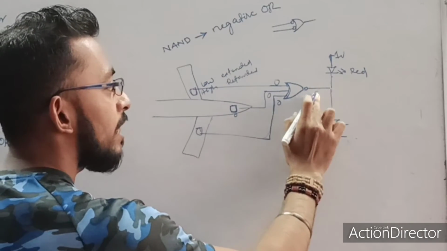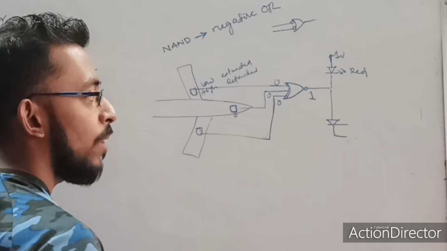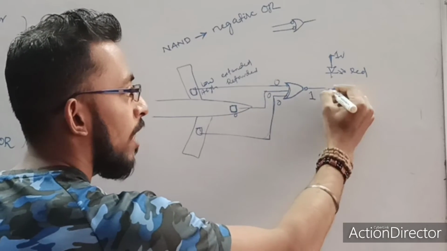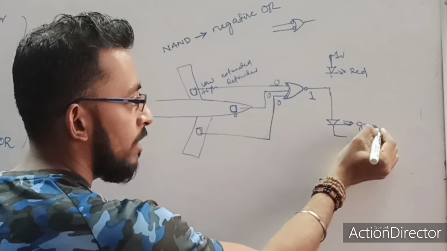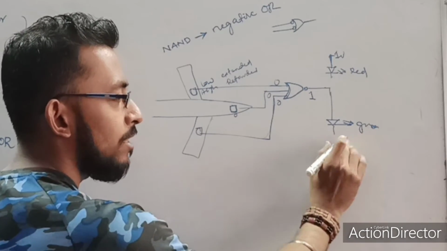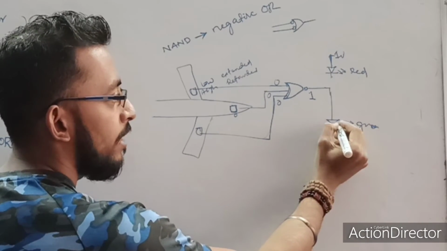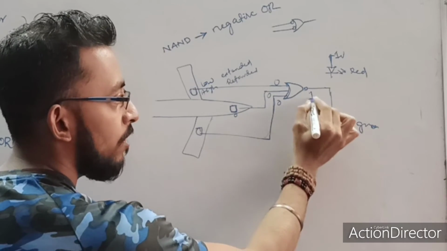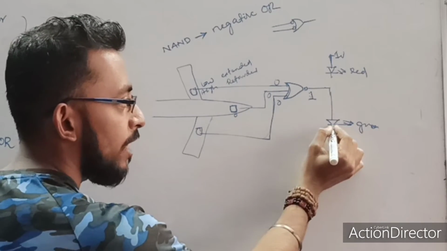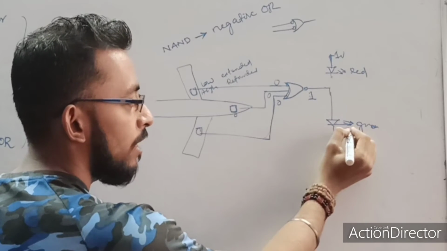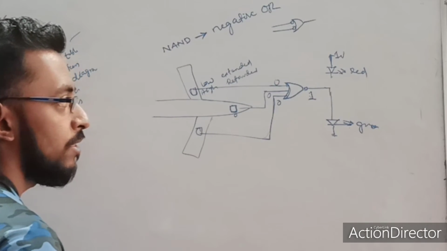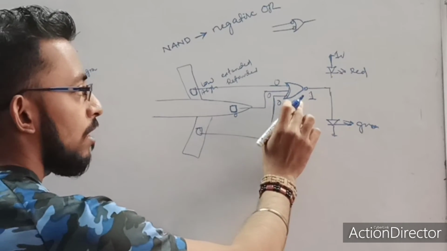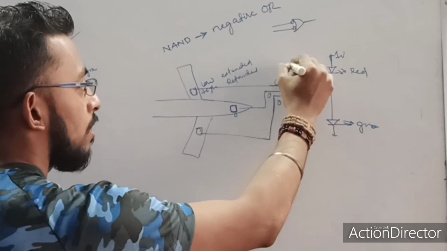Then when three inputs are extended, what is my output? Output will become 1. And when my output is 1, then this LED will glow green. I have used a green LED by using the proper wavelength. When this is 1, the P side is connected to positive voltage, the N side connected to lower voltage. So this LED will glow green. Green means now my plane is ready to land. Okay, this is by using the NOR.